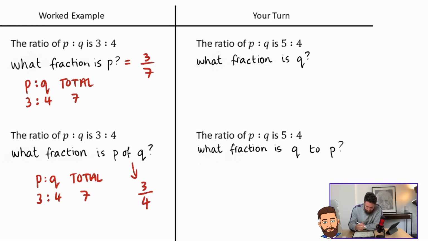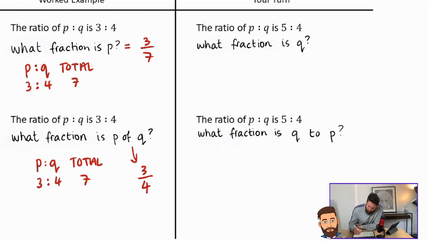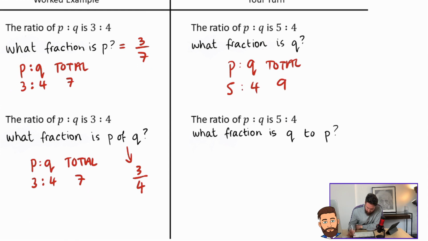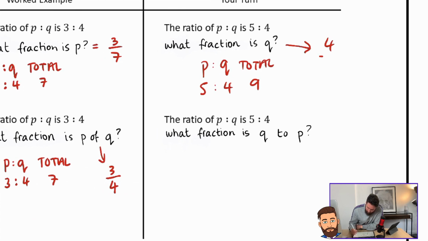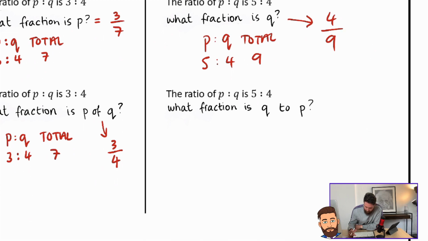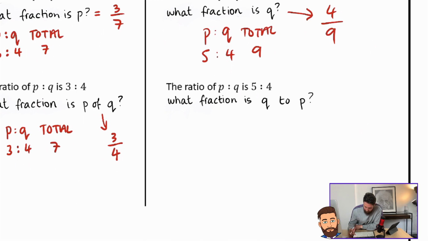Okay, so what you should have written down is p to q with a total is 5:4, which has a total of 9. And it asks what fraction is q. Well, q is 4 out of 9, because it's not asking q to p, it's asking q as a whole, so it's going to be 4 out of 9. And this seems really basic, but it's going to build and be very, very useful for harder ratio questions.